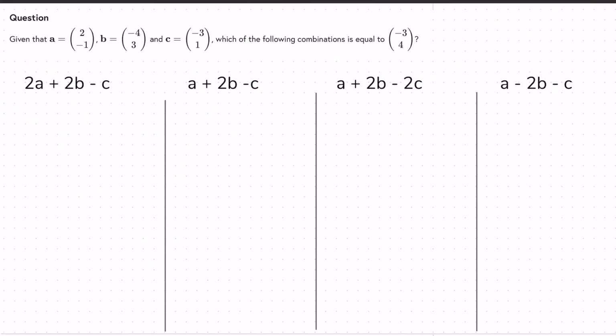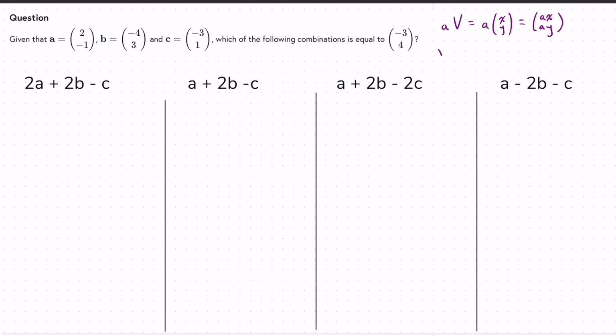To answer this question, first of all, I need to go through each option, but I also need to keep in mind 2 things. So at the top here, if I'm multiplying some vector v by some scalar a, that equals something that looks like this, which is equal to ax, ay.